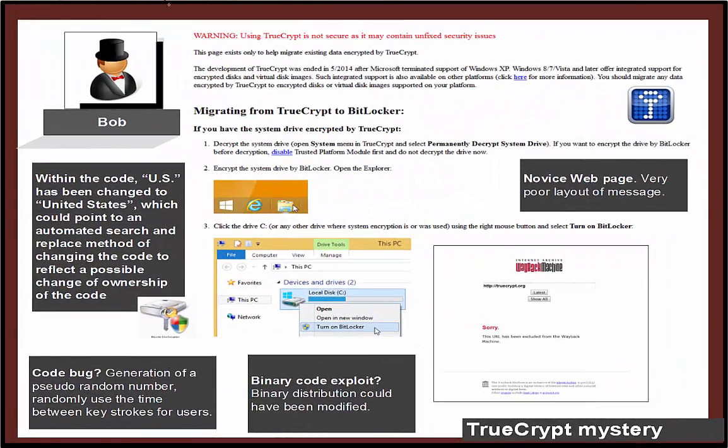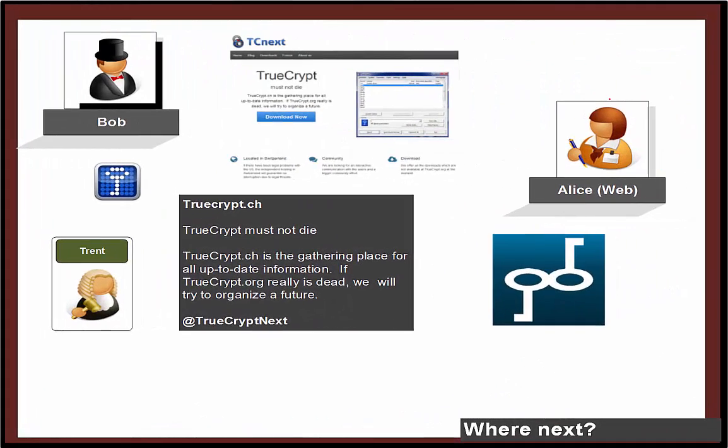So this was the message that actually appeared on their website, and they were advising people to move to BitLocker instead, this BitLocker here. Which sounds a bit strange for open source developers to say that users should go towards a closed source proprietary operating system. Luckily, sites have appeared which are forking the code, such as TrueCrypt.ch in Switzerland, that's actually now continuing to develop TrueCrypt.